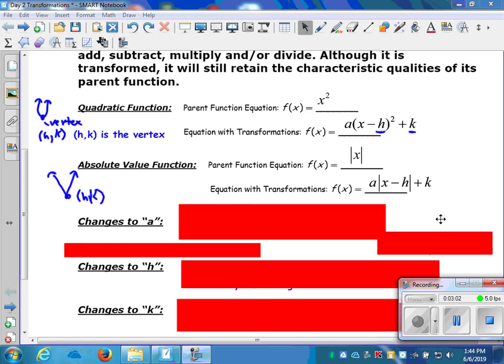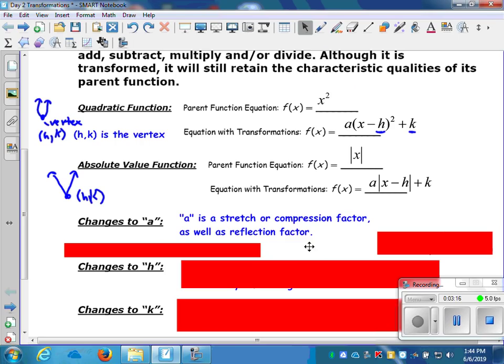Now let's talk about what each of these values does to change your quadratic function and your absolute value function. So obviously a, h, and k are going to be replaced with numerical values. Let's talk first about what that a does. So a is a stretch or compression factor. It's also potentially a reflection factor. When I speak about that, I'm talking about, for example, if I had something like negative 2x squared. This negative is going to cause this to flip over the x-axis like we saw in the Desmos activity yesterday, and that too is a stretch factor, so it causes the y values to double in size.